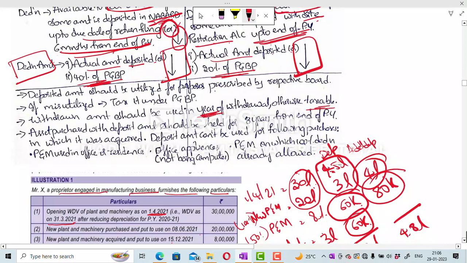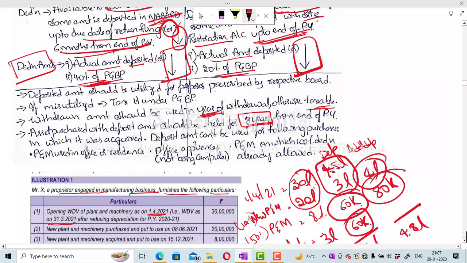Okay. And the asset purchased with the deposit amount should be held for 8 years. It is a lock-in period for them, because they have withdrawn some amount within 1 year. They purchased one asset, we said it is okay and gave the reduction, then they may sell it off next year only. So for that purpose they have kept this condition, they should use it for 8 years.